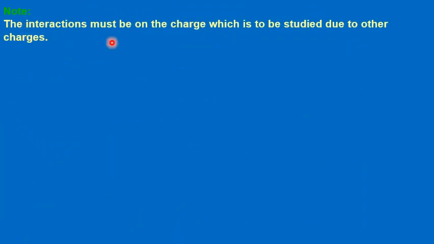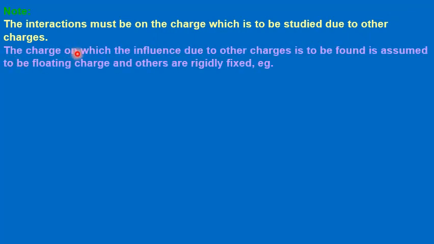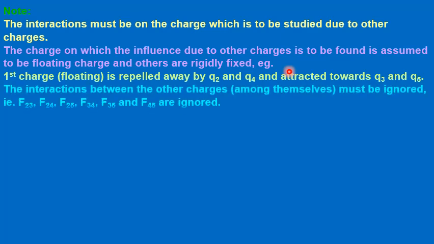The interactions must be on the charge which is to be studied due to other charges. The charge on which the influence due to other charges is to be found is assumed to be a floating charge and other charges are rigidly fixed. Example, the first charge, floating, is repelled away by Q2 and Q4 and attracted towards Q3 and Q5. The interactions between the other charges among themselves must be ignored, that is F23, F24, F25, F34, F35 and F45 are ignored. Superposition principle holds good for electric field also.